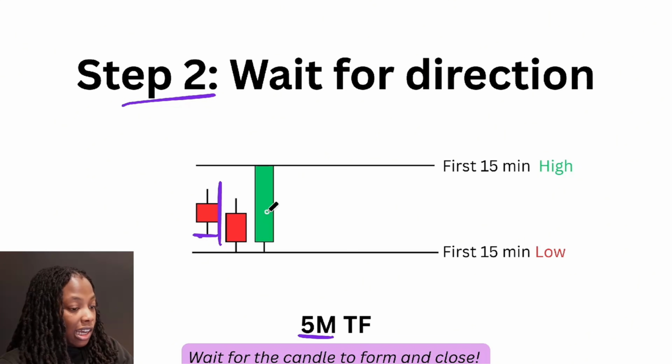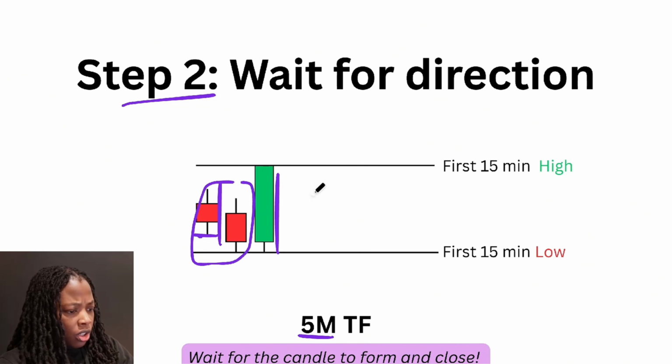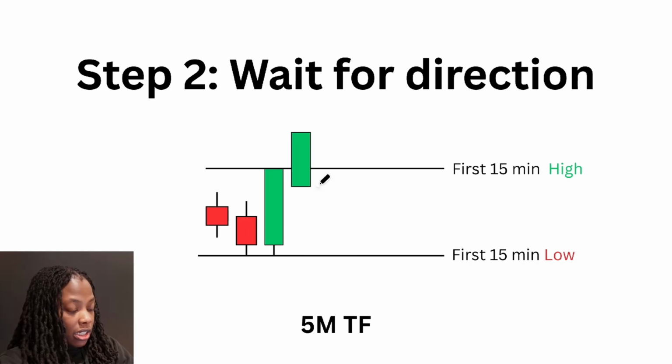So by the time the third candle, which is the 15-minute candle that you were waiting for, formed, you would see that buyers stepped up and closed this candle at the highs, and it shows strong buying pressure because this one green candle engulfed these two candles. So now you wait for direction.